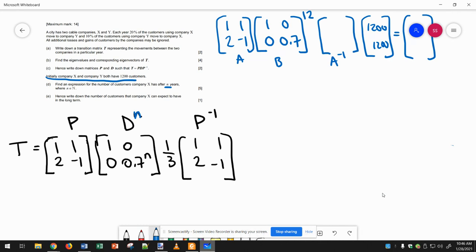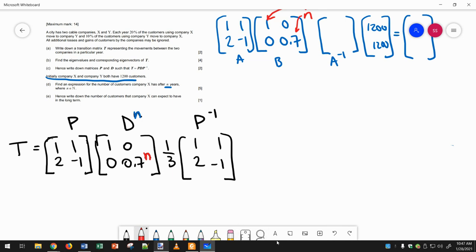But in this problem, it doesn't give us the power. It just says after n years. So this number here has to be in n. And so we apply it to the 1 and the 0.7, which is why I have the n here. Notice there's no n here because 1 to the n is just 1, no matter what n is. 1 to the 99th power is still 1. So that n doesn't need to be there.